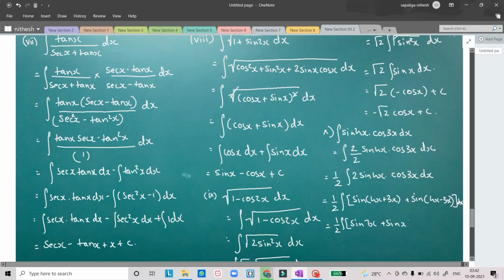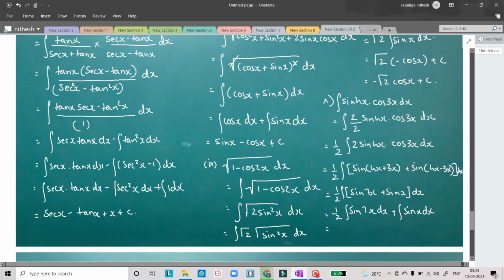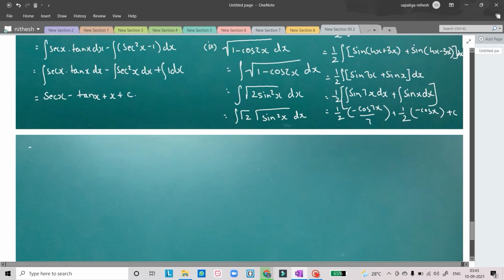Integration of sin 7x we get as minus cos 7x upon 7 plus integration of sin x we get as minus cos x. Therefore, we can write half with each of the functions. We get half into minus cos 7x upon 7 plus 1 by 2 into minus cos x plus c. Multiplication of 2 into 7 will give you 14. So we get minus cos 7x upon 14 minus cos x upon 2 plus c.